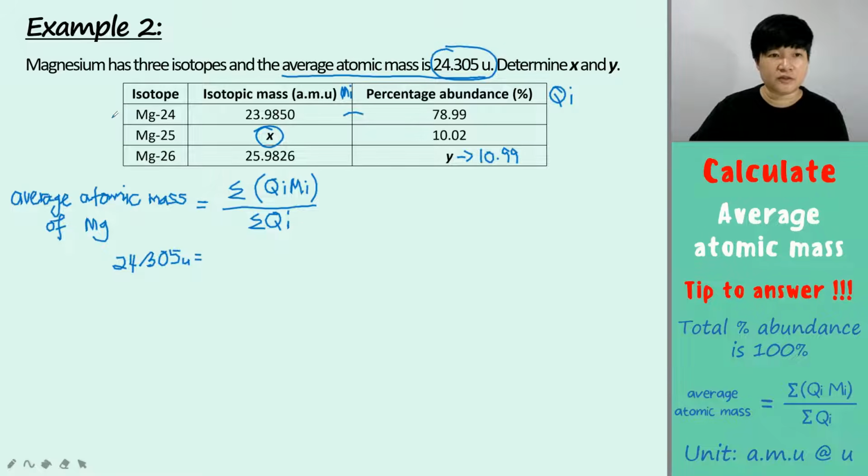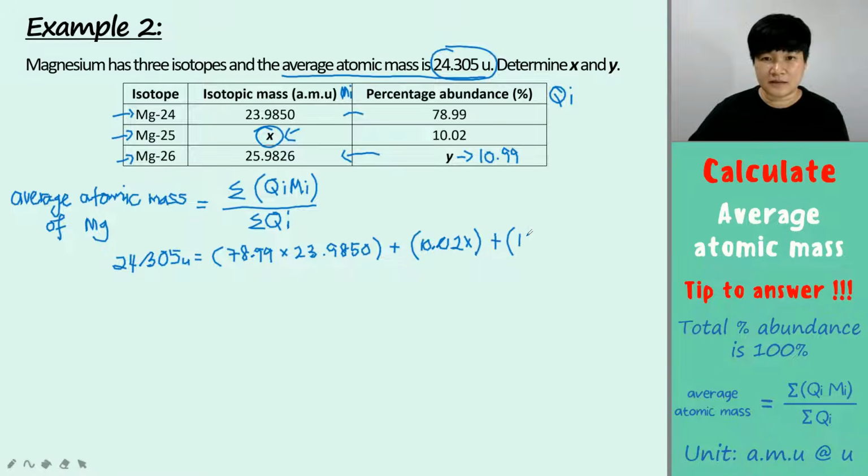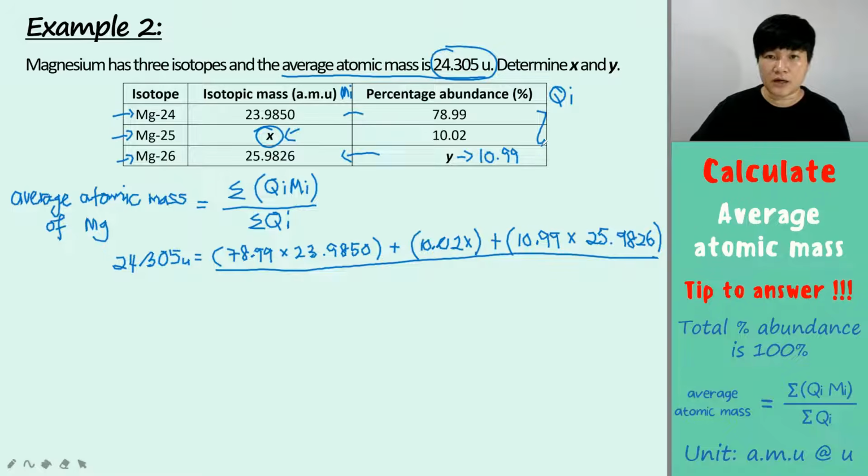So the first pair is for magnesium 24. Put in the values. The second pair is for magnesium 25, where the Mi right now is X. So you have 10.02 times X, that will equal 10.02x, alright? Plus, the last pair is magnesium 26, where the Y calculated is 10.99. So the isotopic abundance is 10.99 times the isotopic mass. Over, so the total of Qi is all this.